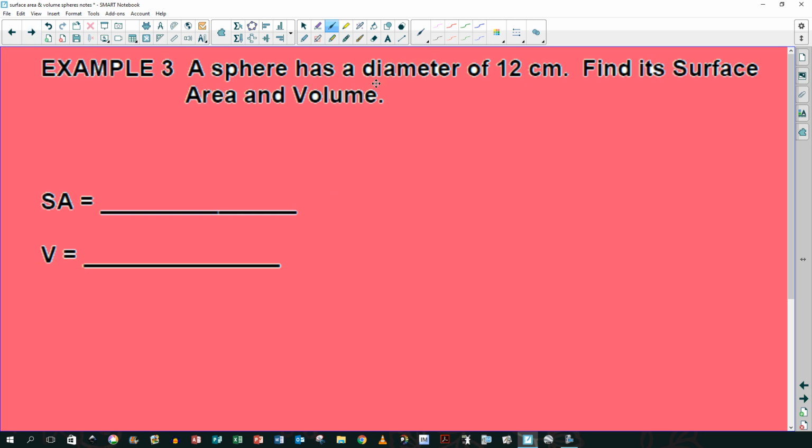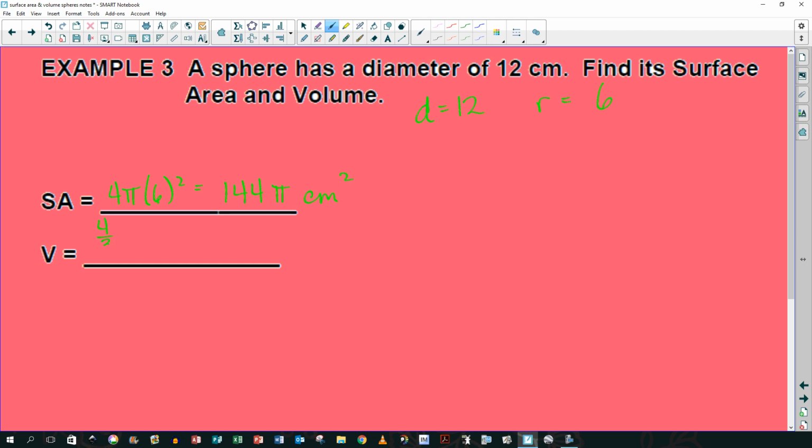All right, here we go. Now we have a diameter of 12. Well, neither one of my formulas calls for a diameter. They both call for a radius. So what is the radius if my diameter is 12? 6. So surface area is 4 pi r squared. So 144 pi. And that would be centimeters squared.